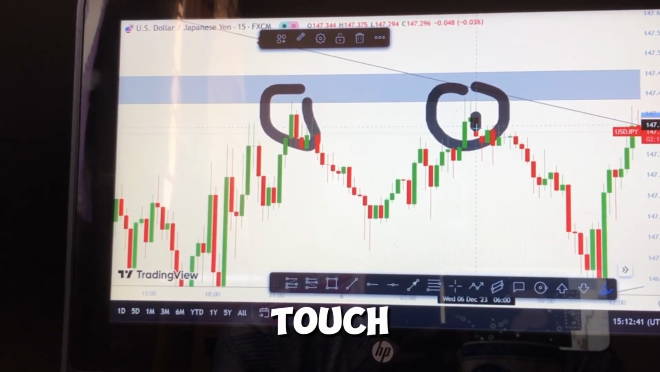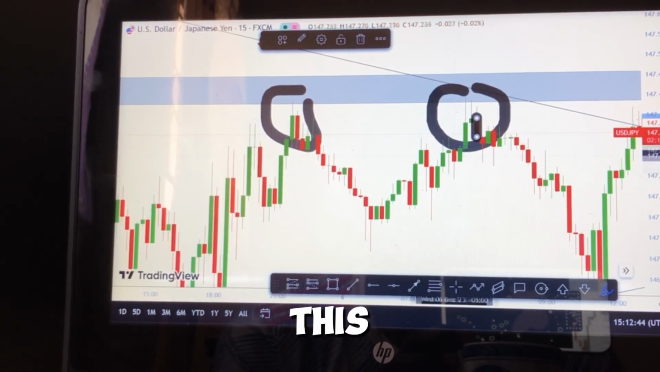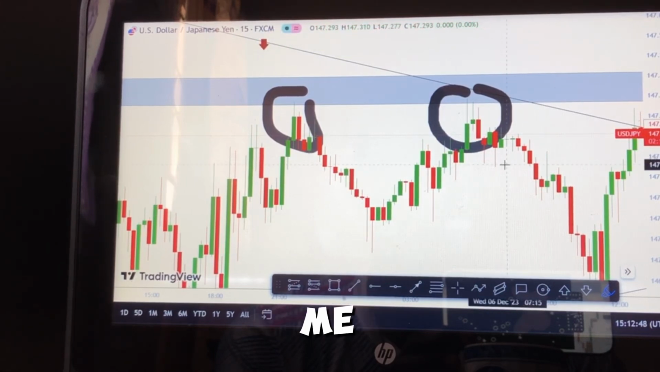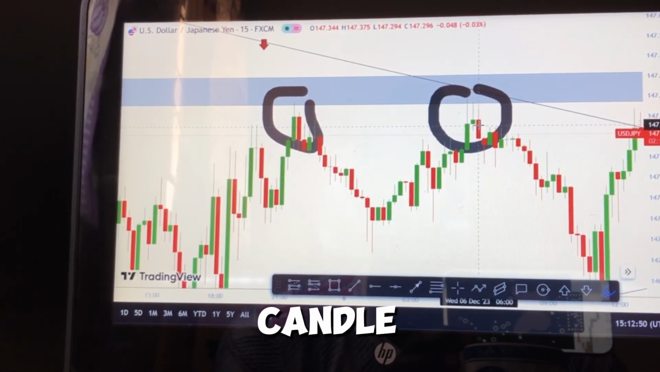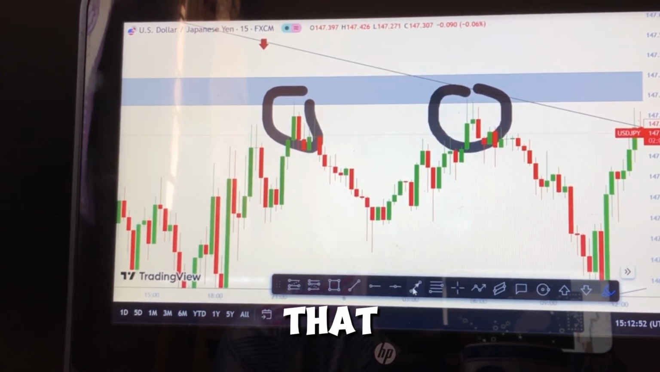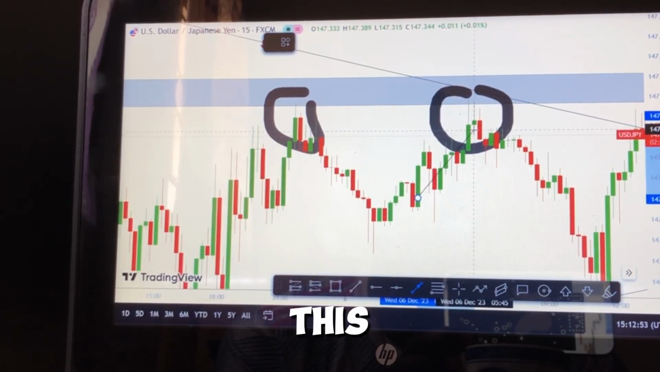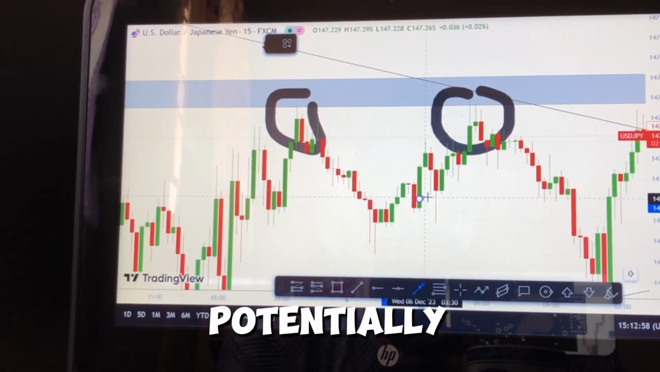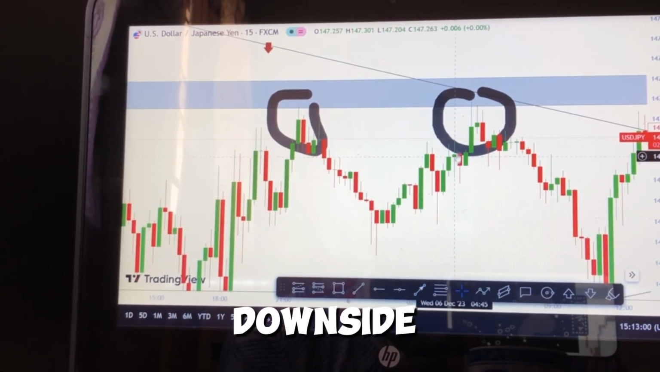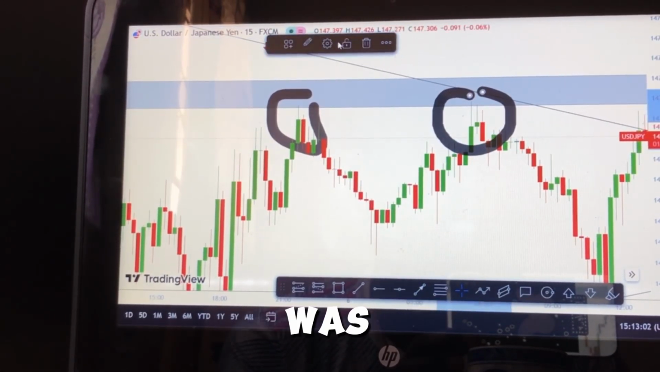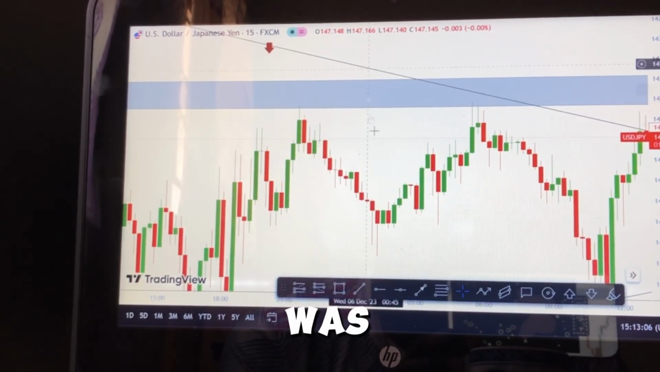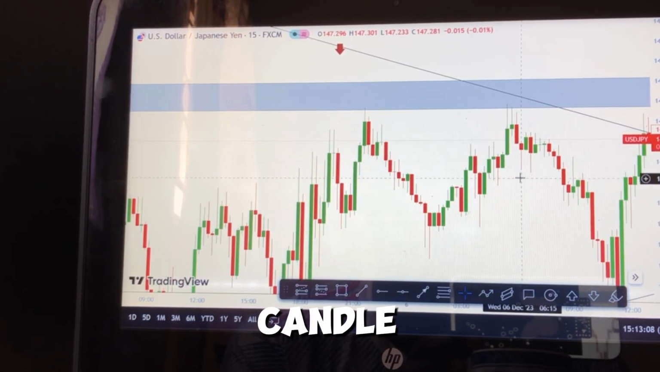After the touch with this small candle, followed by this red candle, which showed me this one, which I just deleted. This candle here really showed me that there is high possibility the market would potentially move to the downside. So what I had to do basically was to wait for the next candle to form and close. So what I did was to wait for this next red candle.